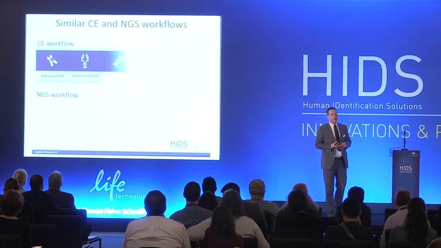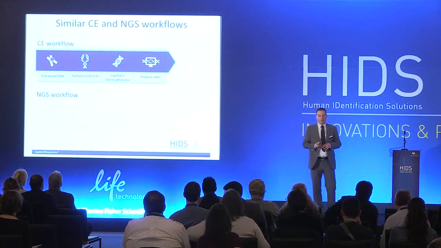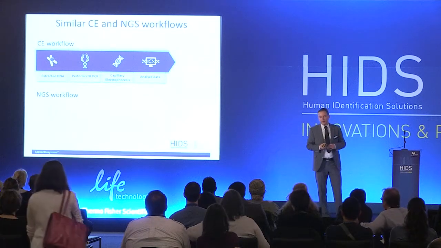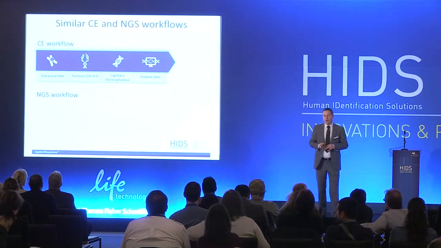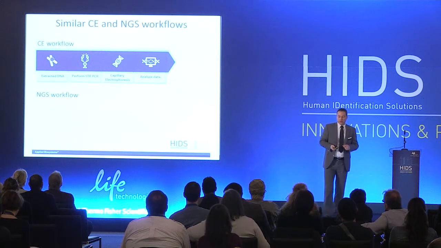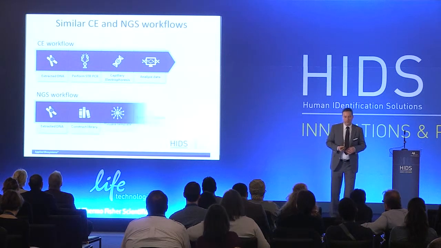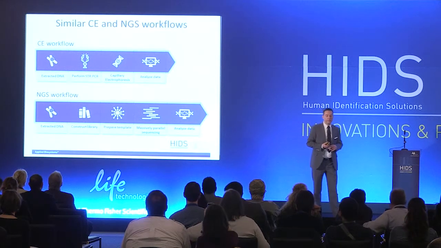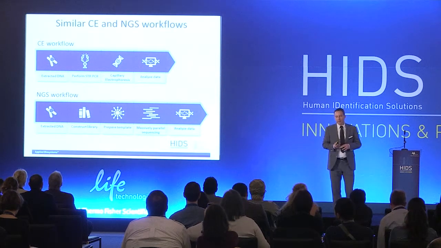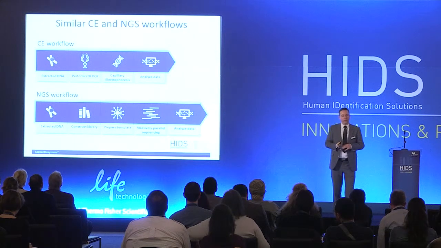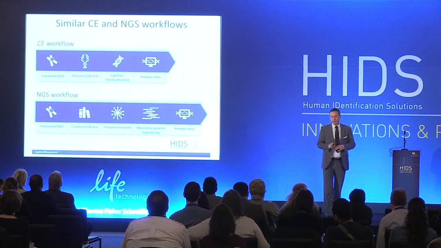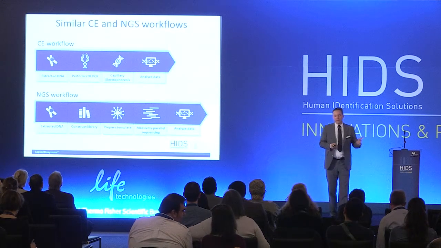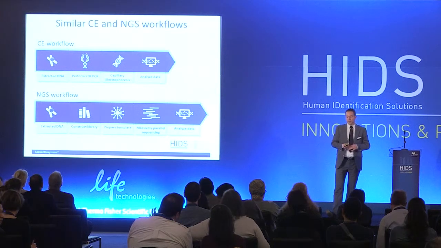If you look at the workflow, the CE workflow is something you're very familiar with. You start with your extracted DNA, perform an STR PCR, do the capillary electrophoresis, and then you analyze the data. In NGS, it's similar. You also start from your extracted DNA, but here you need to first construct a sequencing library. Basically, this uses a targeted amplification for the targets you're interested in, for example STRs. And then you have a library. You can use barcodes to pool a multitude of samples.